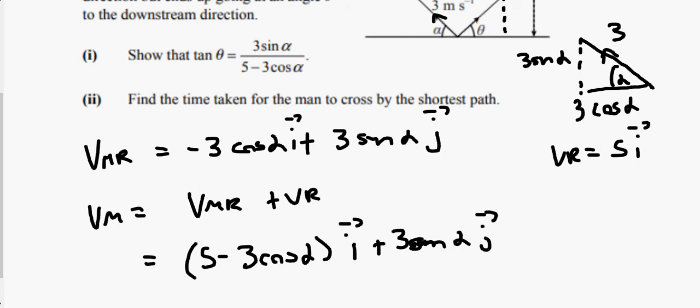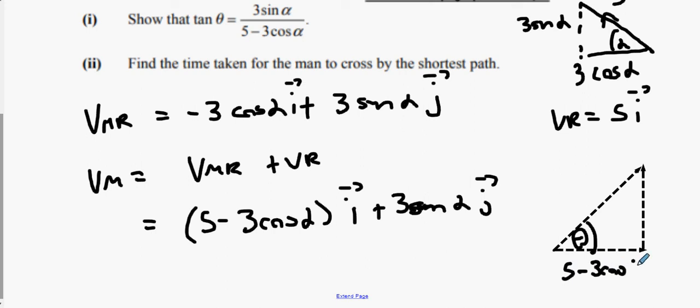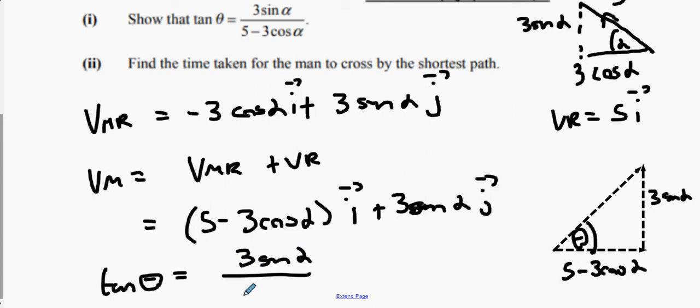Now, we're asked to find what tan theta is, and what we know about tan theta is how far you got swept upstream. Okay? So you got swept upstream by tan theta. So what we're going to do here is that's 5 minus 3 cos alpha, and that's 3 sine alpha. Therefore, tan theta equals 3 sine alpha over 5 minus 3 cos alpha.